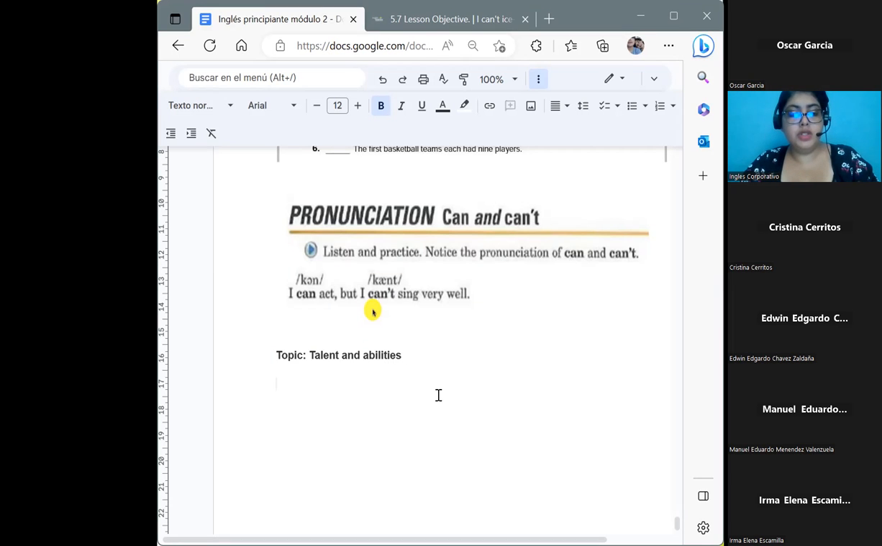So the first thing is to know what is an ability. In this case, we have that the ability is a talent, a skill, or proficiency in a particular area.